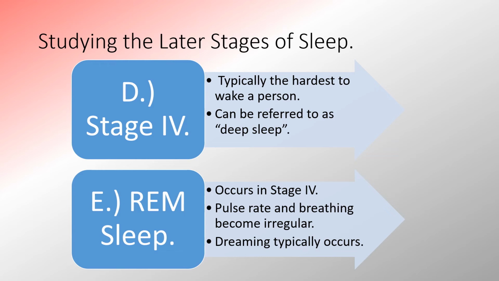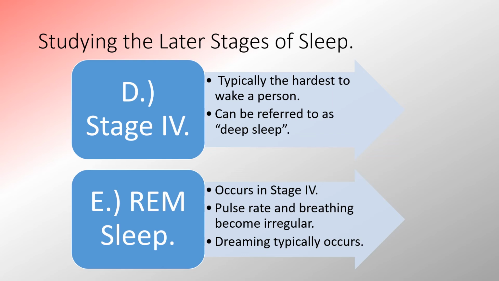Now, REM sleep, next to letter E there, occurs in stage 4. In REM sleep, your sex hormones and adrenal glands increase. Sometimes it feels like you're in a physical activity or an emotional event, like you're racing around a track, or driving a car, or, hopefully not, having a nightmare where somebody's chasing you, and you feel your heart race.